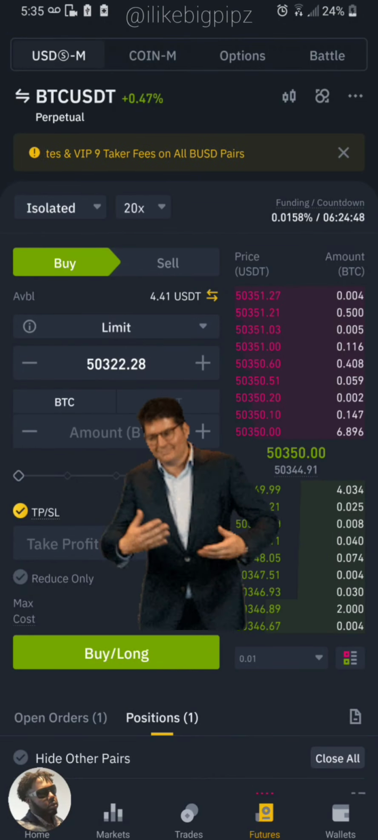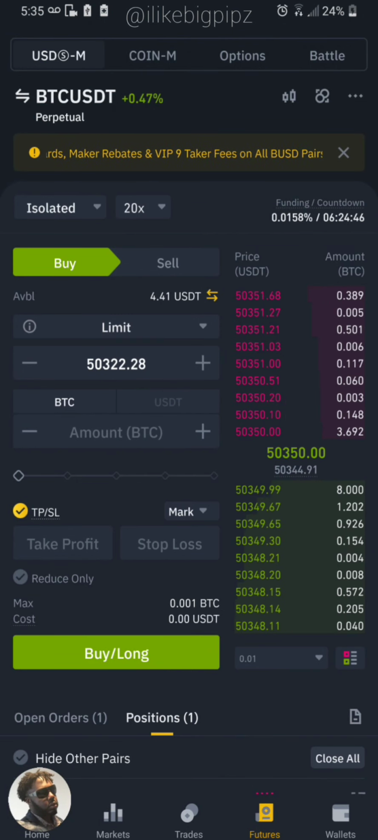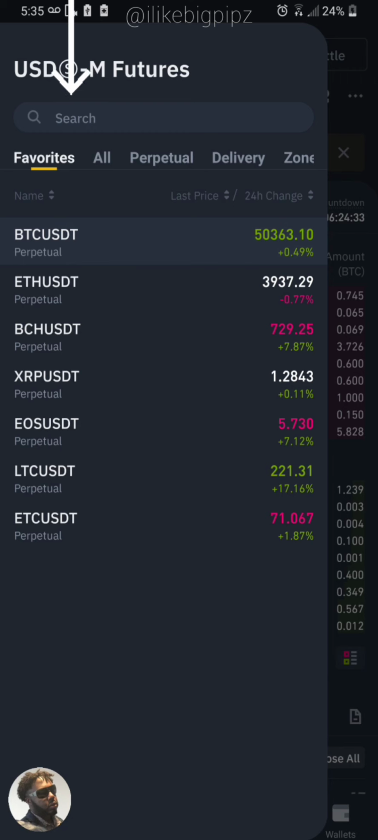Okay, guys, so welcome to our guide to how to trade on Binance futures. Again, not financial advice, do your own research. This is purely educational and trade at your own risk.